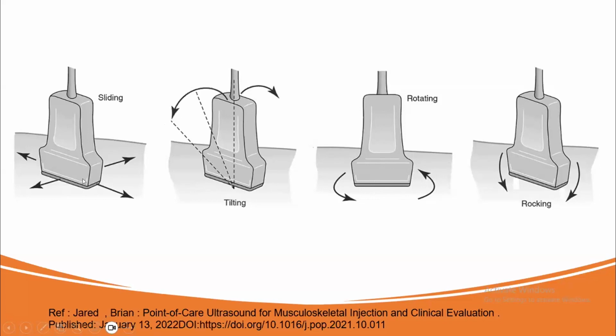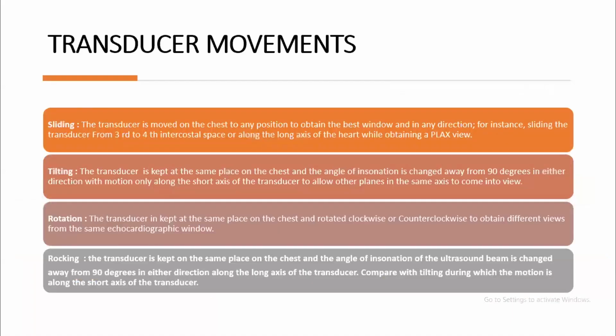So again, in sliding, we are moving from one space to another. The other three, we are fixing the probe, with just small maneuvers, like tilting, rotation, rocking in the same place. Tilting, rotation, rocking will be in the same place. Sliding will be in another place.